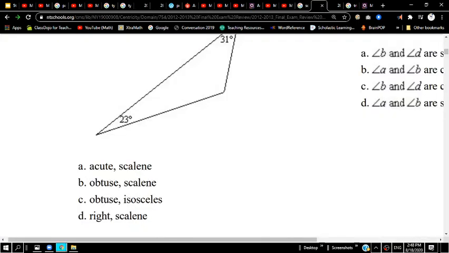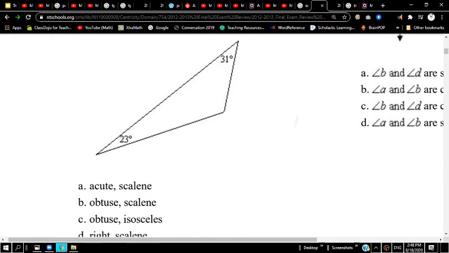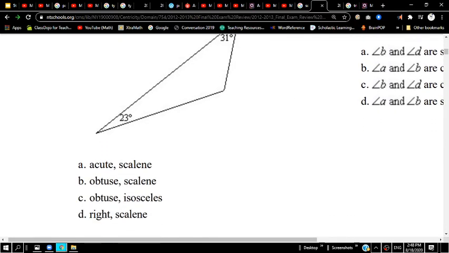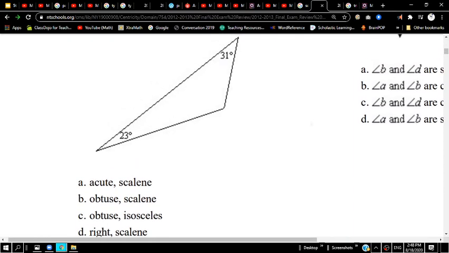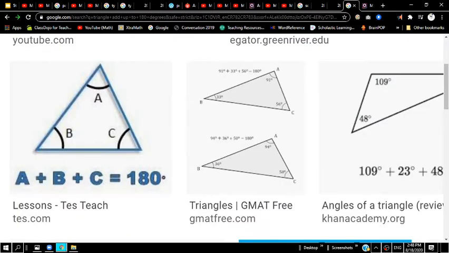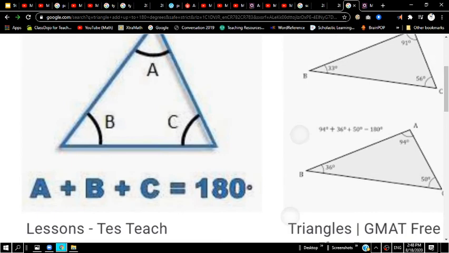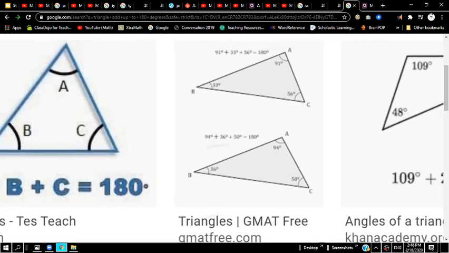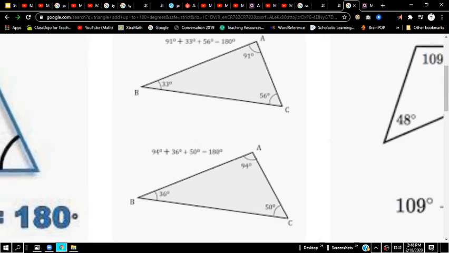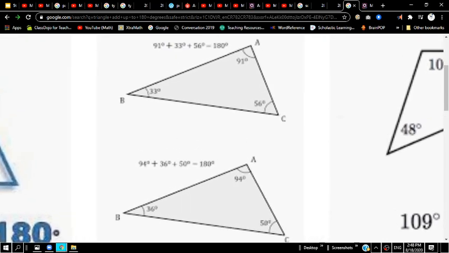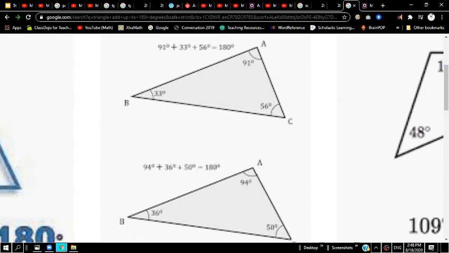Let's do this example right here. This time we're classifying the triangle from its measurement of its angles and its sides. So if you take a look at the triangle, you have 23 degrees, 31 degrees, and another degree measurement. Now, we need to know that triangles always add up to a magic number, 180, whether it's this first example that you see here. Okay, this is one, A, B, and C all equal 180. Here's another example right here. It has 91 plus 33 plus 56 equals 180.